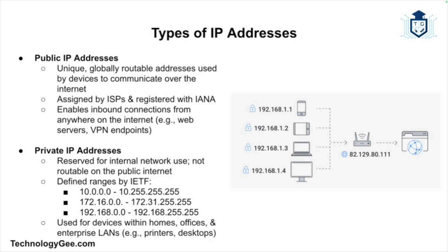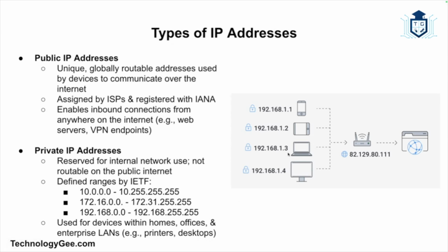And then we have what are called private IP addresses. And these are used within private networks, such as homes or businesses. They are not routable on the internet, and they are intended for internal use only. And private IP address ranges are defined by the IETF, or the Internet Engineering Task Force. And they include all of these ranges right here, starting with 10, 172, and 192.